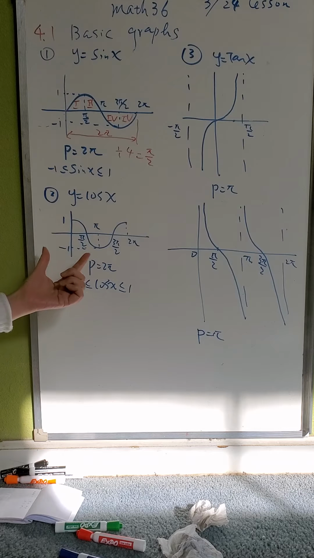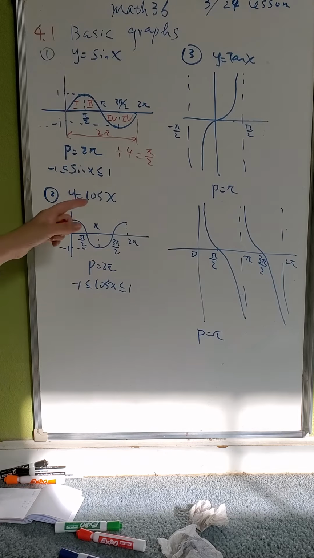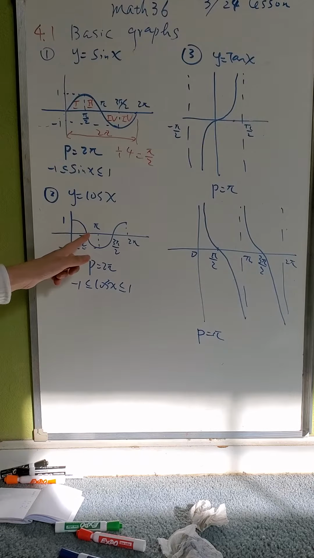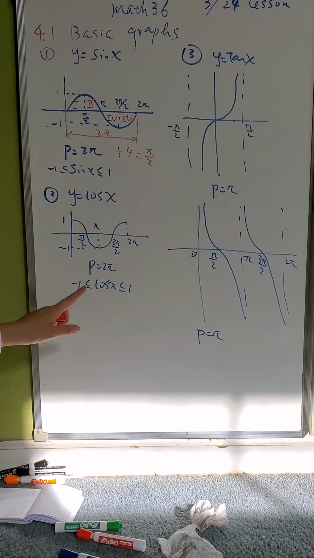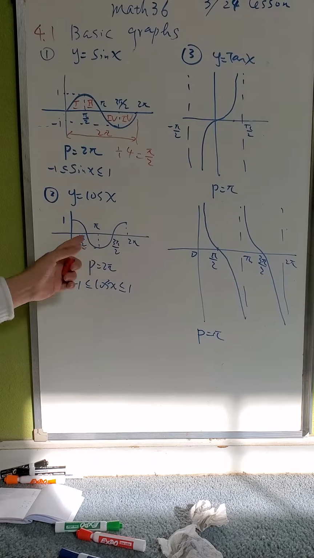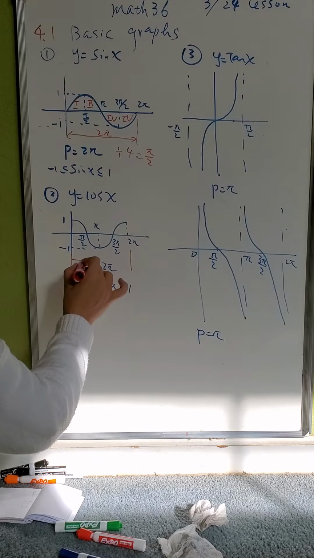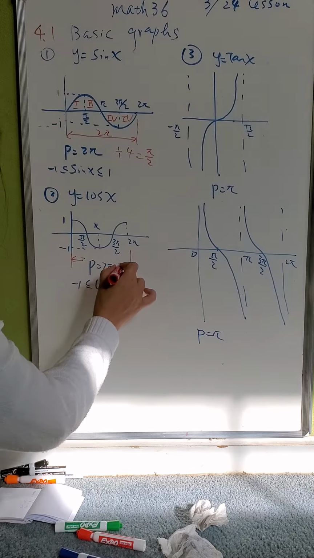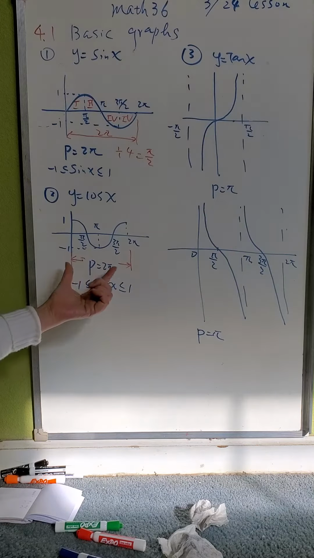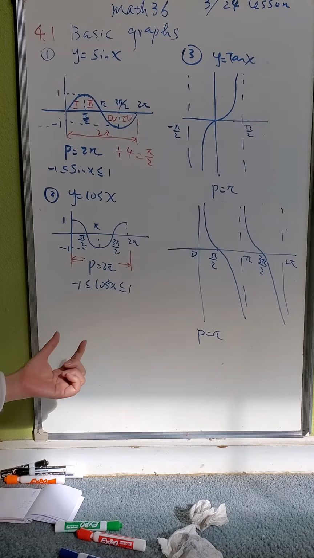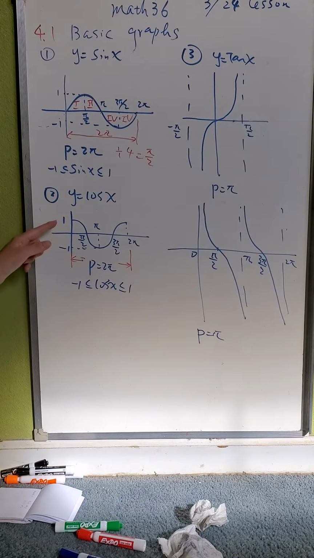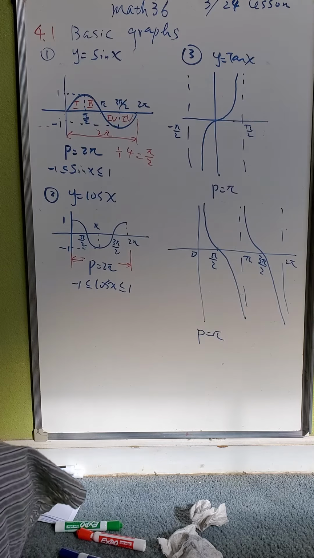For cosine, it's basically almost the same as sine, except it starts from 1 to 0 to negative 1 to 0 to 1. And then again, each quadrant is 90 degrees. So the cycle is also 2 pi, so one cycle is this one cycle here. That means every 2 pi they repeat the same pattern. And then your cosine x is between 1 and negative 1, same thing.